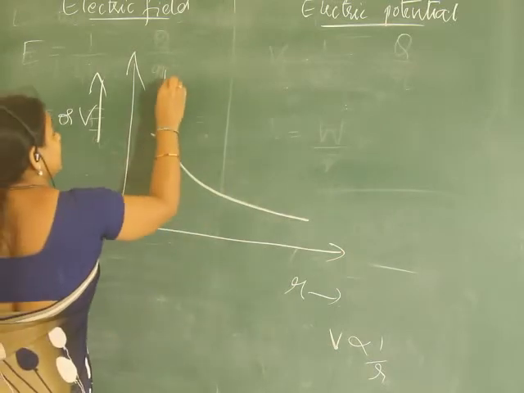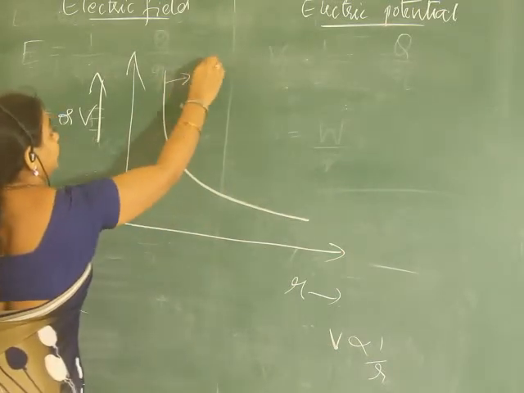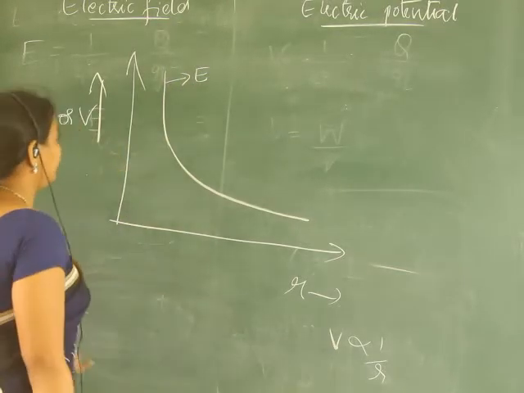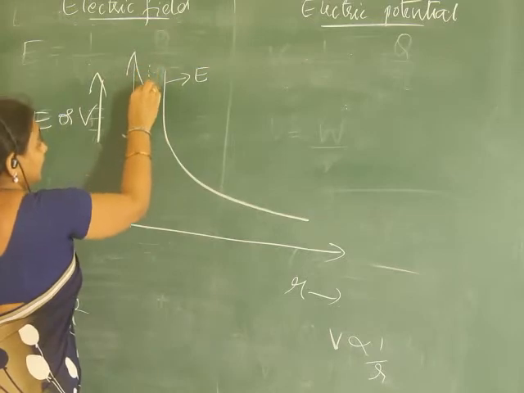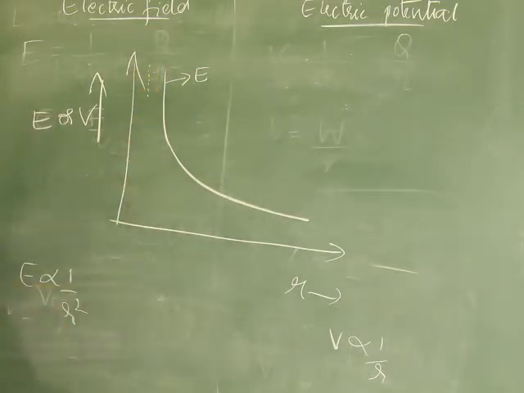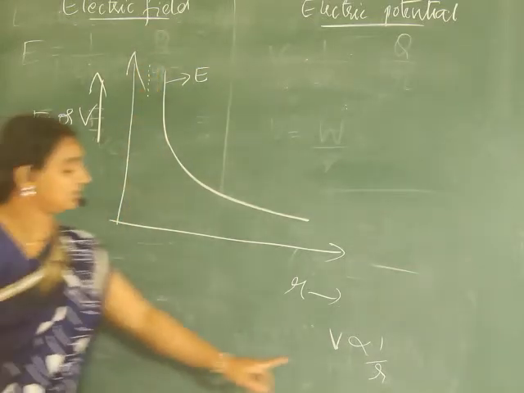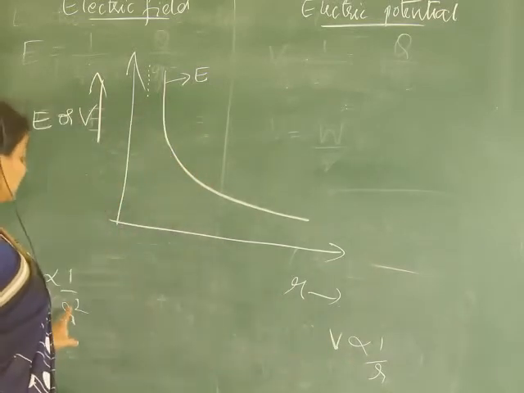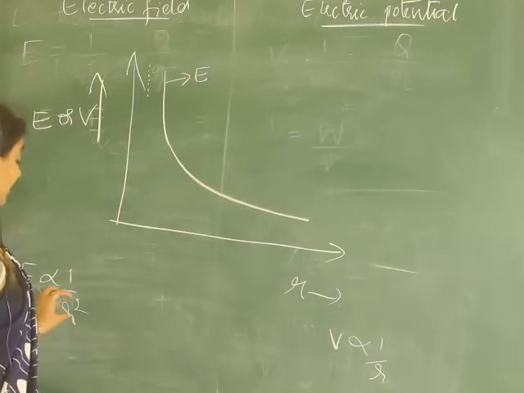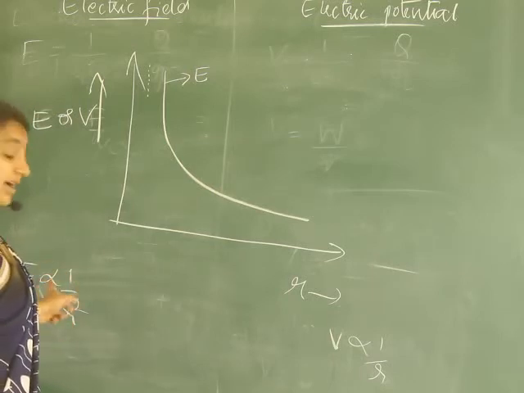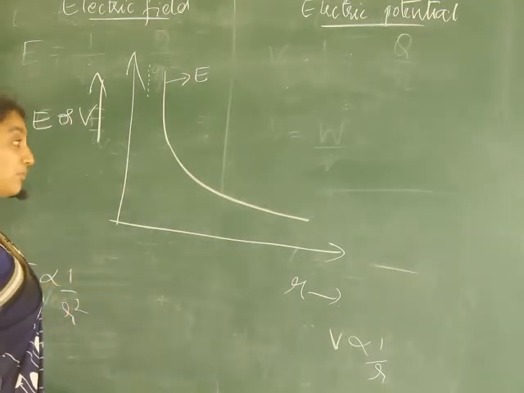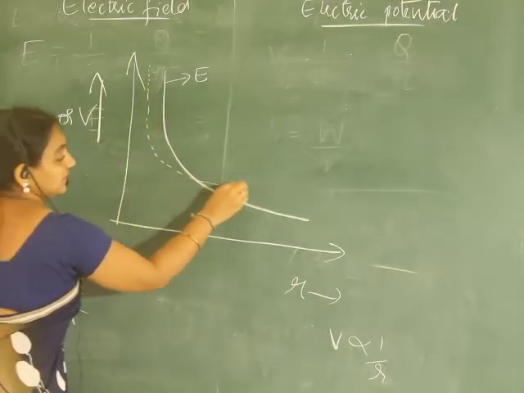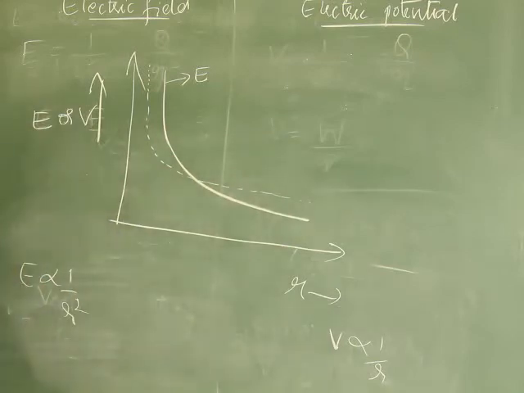And this is for what? E. For V, how is the graph? A little bit more than V, because this is to the power R, this doesn't have to the power 1. Therefore, if this R value increases, the square of R increases here, so this becomes a little bit smaller. So therefore, the graph is like this.